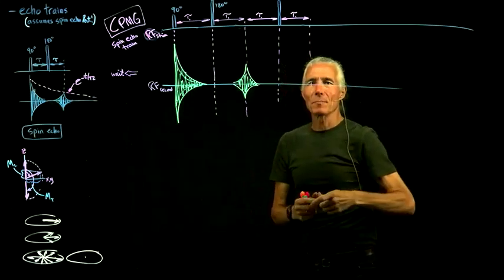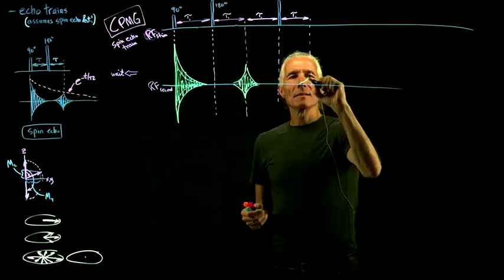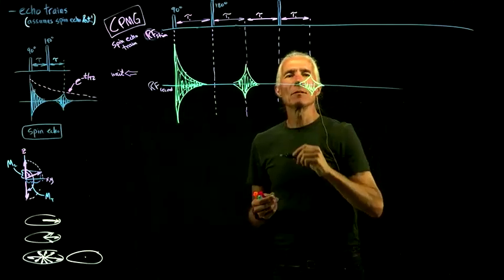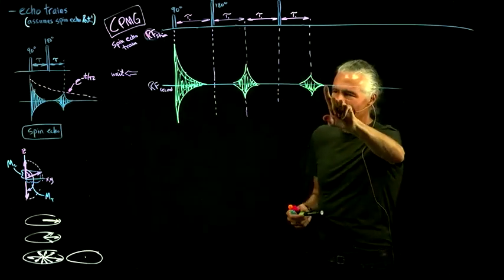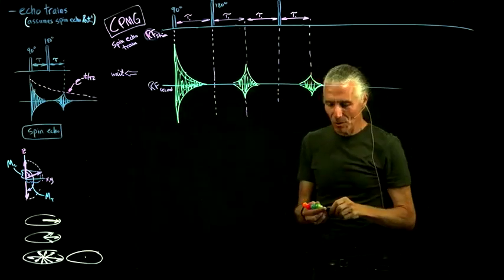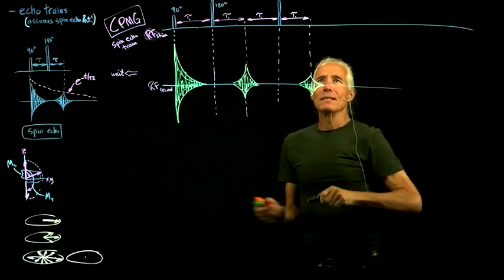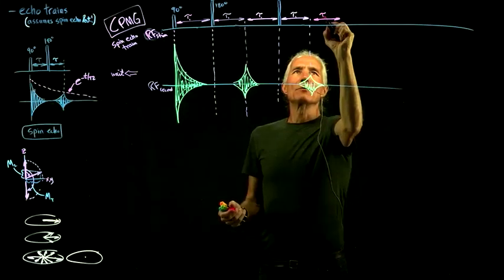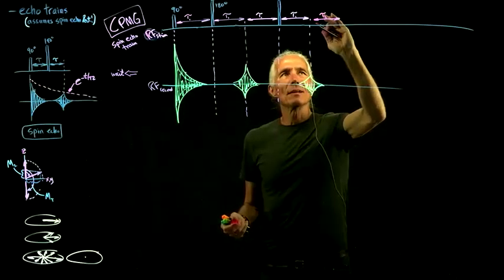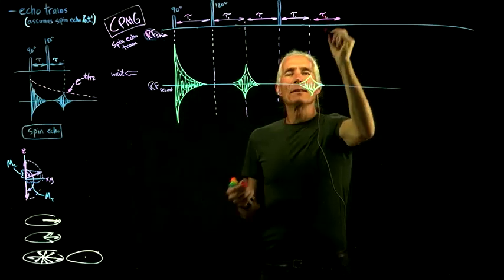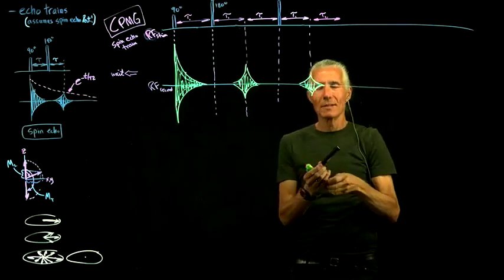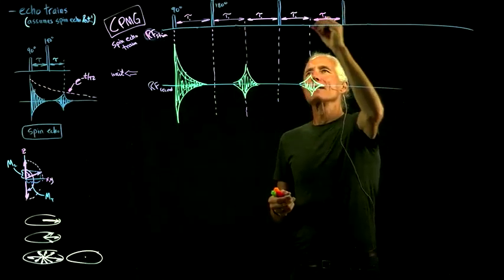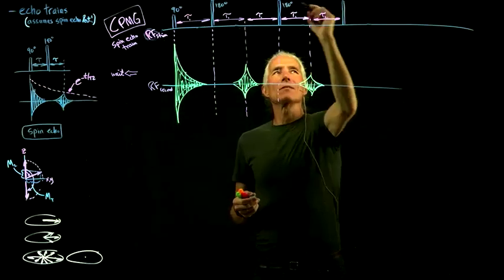And this echo won't be as big because it will have had more T2 decay. So this is smaller, but it's still better than nothing, because otherwise there would have been no signal there at all. And you can keep going on. So if we wait another 2 times tau 1, and then do yet another 180, these guys are all 180s, then you get another echo.